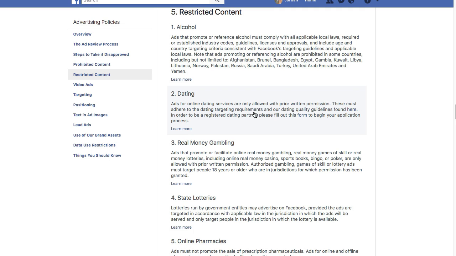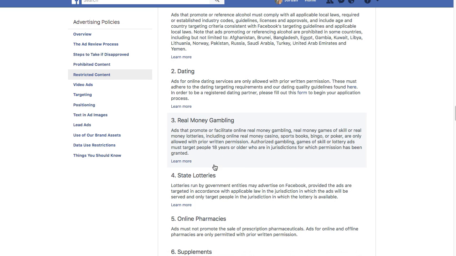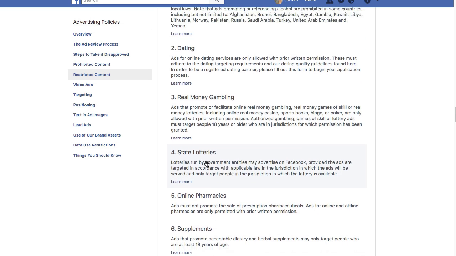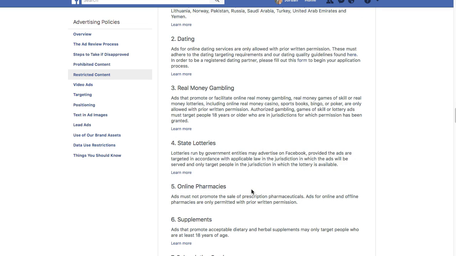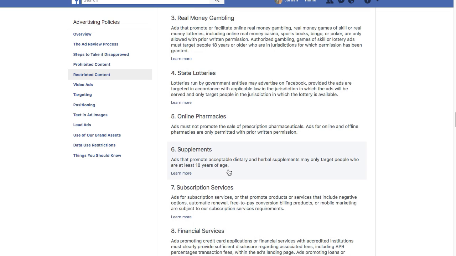You have to fill out a form. This is tough. Real money gambling, again, you have to be careful with that. Make sure you're targeting appropriate people only. This probably won't apply to anyone. State lotteries, online pharmacies. Again, you need written permission to promote pharmaceuticals. Supplements, you can only target people 18 years of age or older.